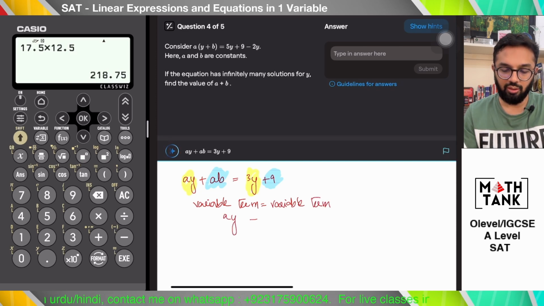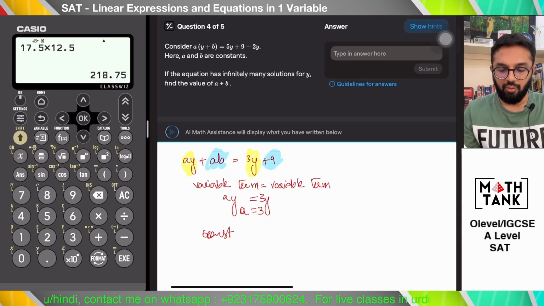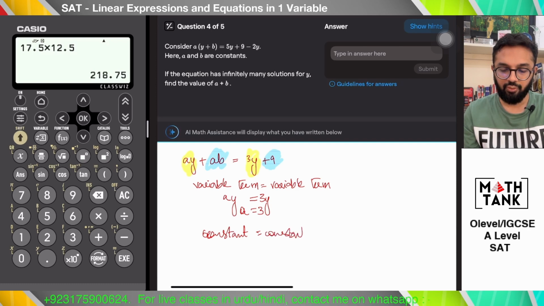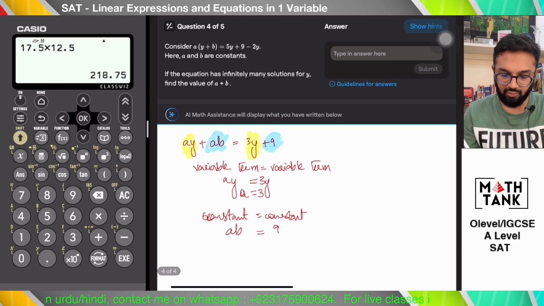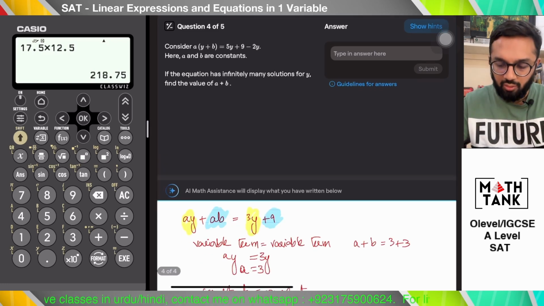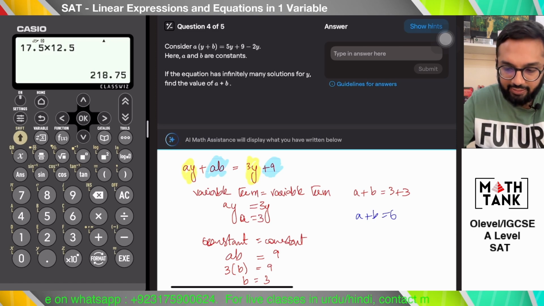So ay should equal 3y. So in that case, a should equal 3. And constant term should equal constant term. Okay, constant term should equal constant term. So b should equal 9. So a plus b should equal 6.